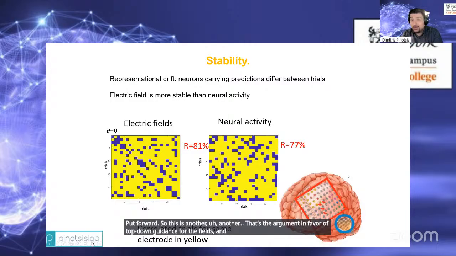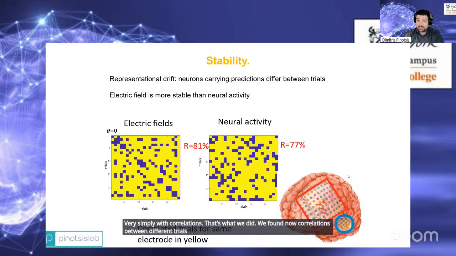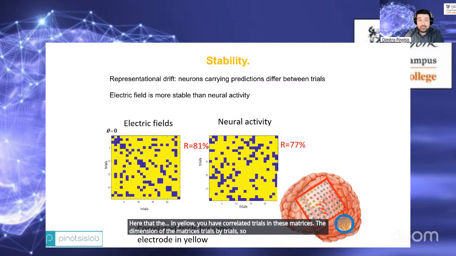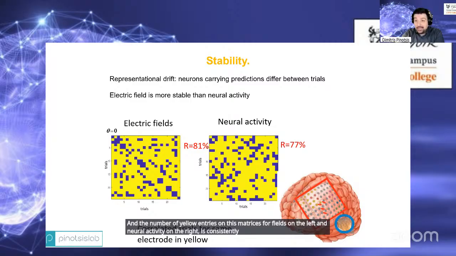And again, for stability, right? How can you measure stability? Very simply with correlations. That's what we did. We found correlations between different trials for the same memory and for the same, of course, location on the cortical patch. And you see immediately here that in yellow, you have correlated trials in these matrices. The dimension of the matrices is trials by trials. So if you see a yellow entry here, it means that these two trials are very, very similar. And the number of yellow entries on these matrices, for fields on the left and neural activity on the right, is consistently higher when you look at the electric field matrix. So electric fields are more similar across trials compared to neural activity.